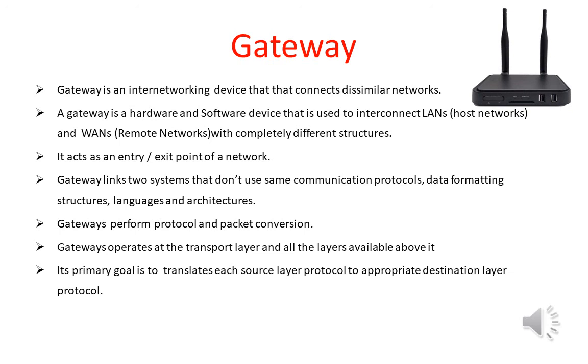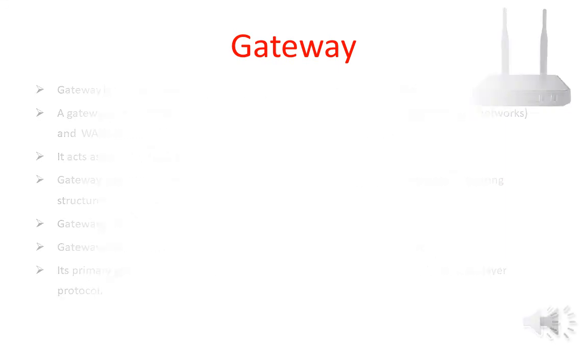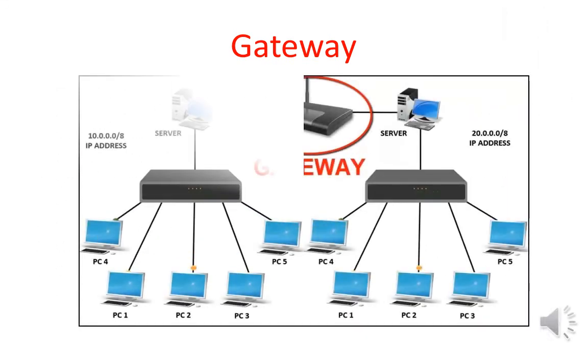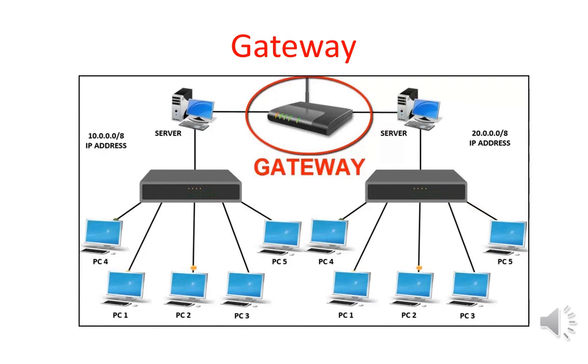Gateways perform protocol and packet conversion. Gateways operate at the transport layer and all the layers available above it. Its primary goal is to translate each source layer protocol to the appropriate destination layer protocol. Here the figure shows the gateway connection. It connects two dissimilar networks.